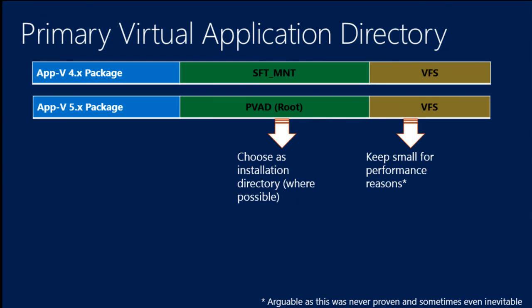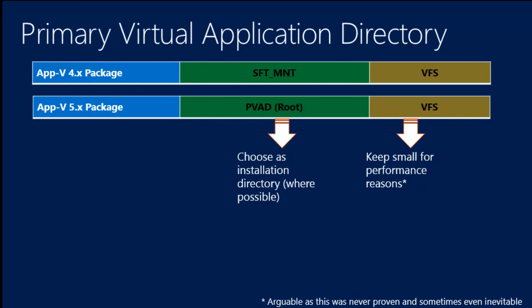So, the primary virtual application directory. I had an interesting discussion with somebody on the floor yesterday around this particular directory. So, in appv4 we had the sft mnt environment variable, right? The asset directory where we install the application in. Best practice was to put as much of the files into the primary application directory, the sft directory, to keep the virtual file system as small as possible for performance reasons.